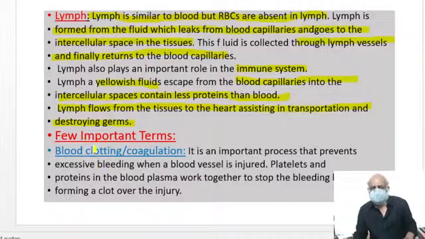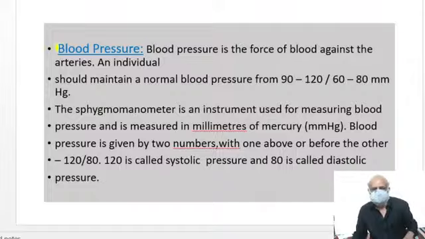I have introduced a few important terms, that is blood coagulation, blood pressure, which are given in the yellow box of NCERT.